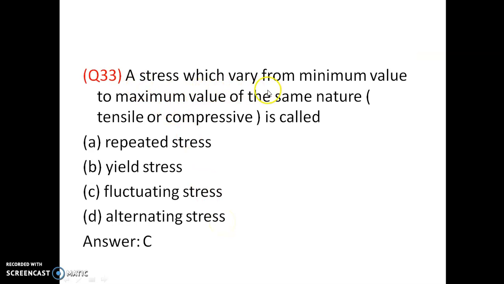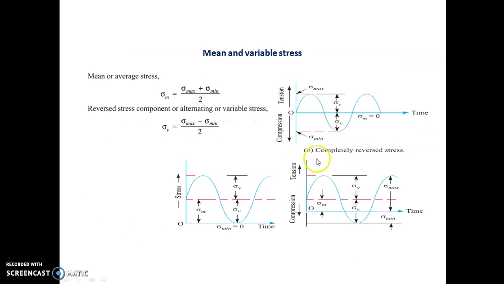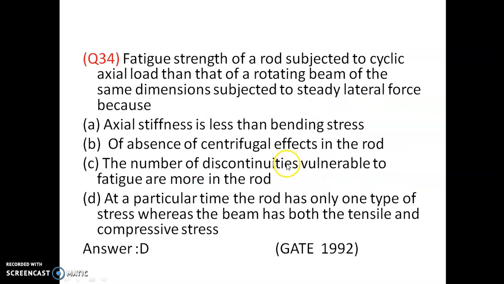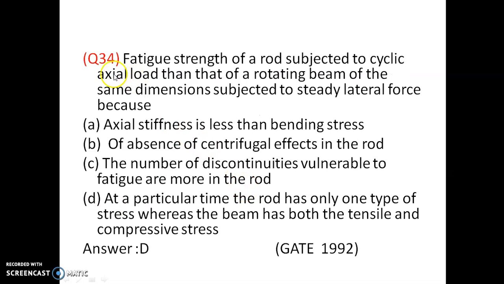A stress which varies from a minimum value to a maximum value of the same nature is called fluctuating stress. Okay, fluctuating stress. We'll see this here. It is a fluctuating stress. Option is C. Next question.